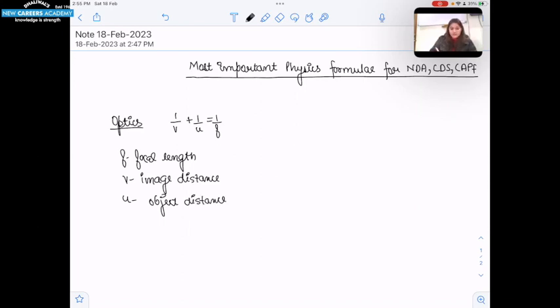Formula for magnification of mirror is minus V by U. And another formula is H dash by H. H dash is height of image and H, or we say HO, is height of object.